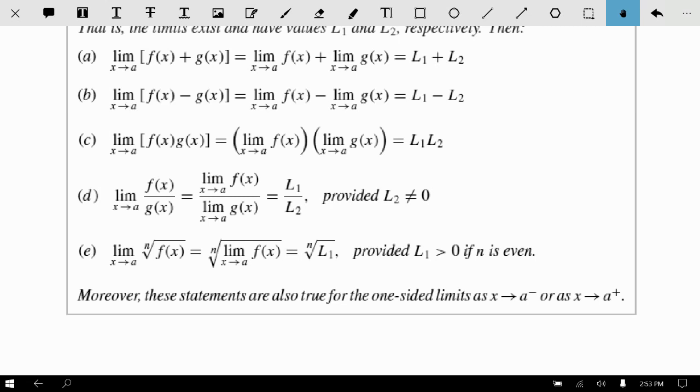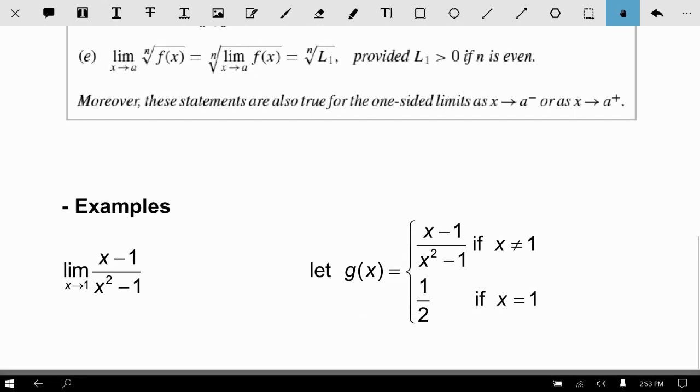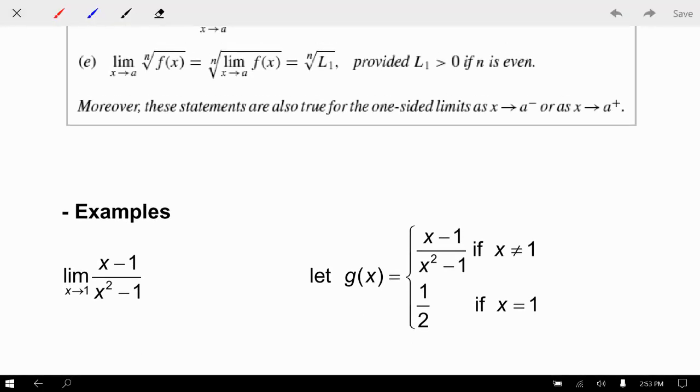So like I said, keep those in mind. Those are things that kind of go without saying, and they're kind of intuitive. You would figure them out anyway, but we do need to state them so that we can actually use them. Okay, so our primary focus in this section is just evaluating limits.